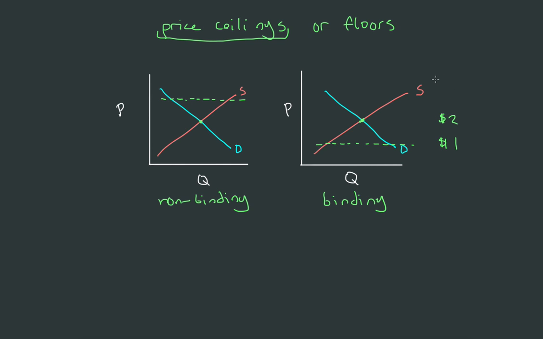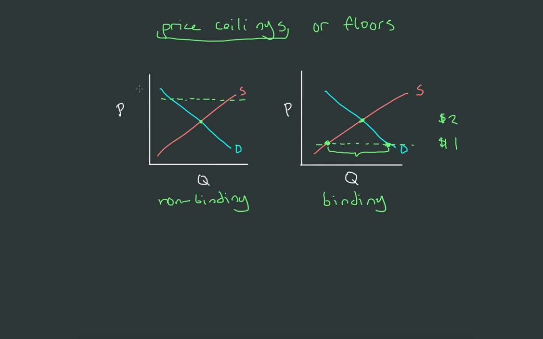Well, what's going to happen? Everyone's used to buying it for $2 a gallon, and it's like a permanent legal sale mandated by the government for $1 a gallon. Everyone's going to be buying milk for $1 a gallon, and we're going to get a shortage at these points here. This is a shortage, and that's pretty bad. So usually the government doesn't set price ceilings that low.